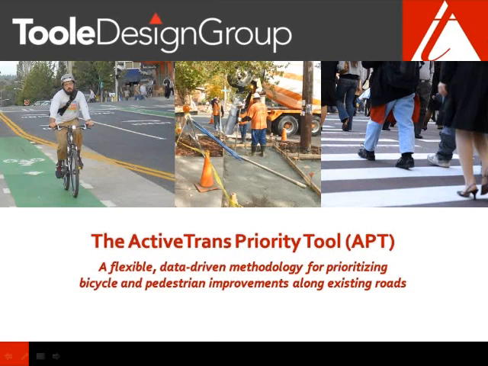Well, thanks everybody for joining today. We're really excited to present the ActiveTrans Priority Tool, a flexible, data-driven methodology for prioritizing bicycle and pedestrian improvements along existing roads. This tool is the end product of a National Cooperative Highway Research Program study, study 0717, and we were tasked by NCHRP to develop this methodology to evaluate and prioritize pedestrian and bicycle facility improvements on existing roads.